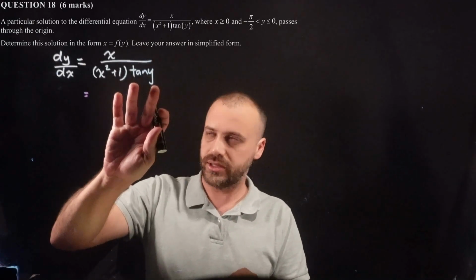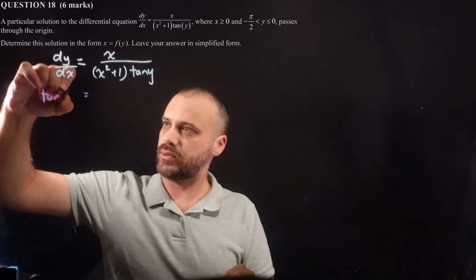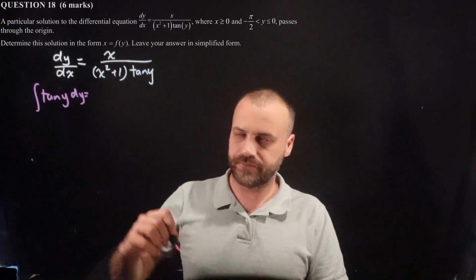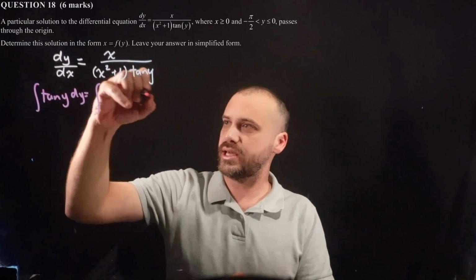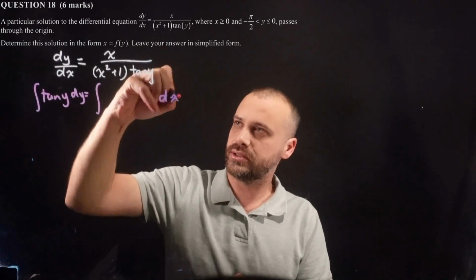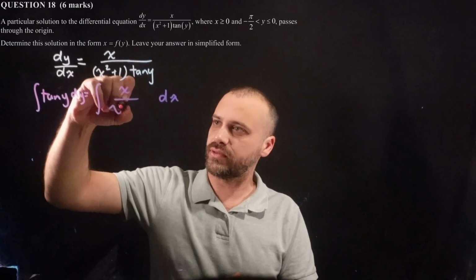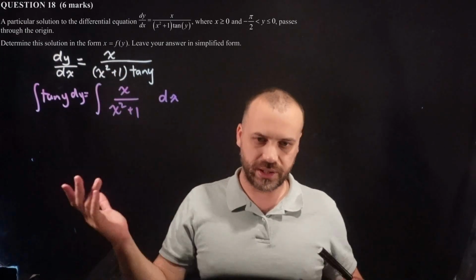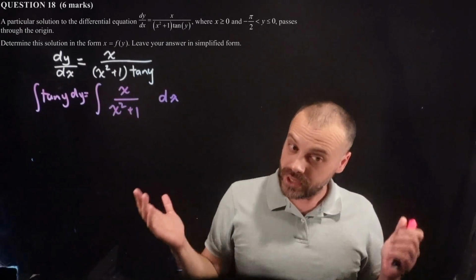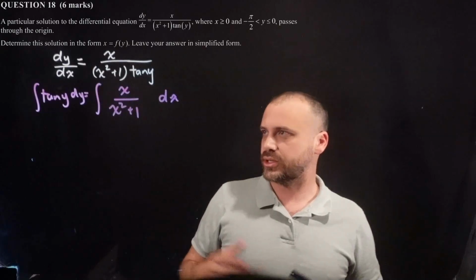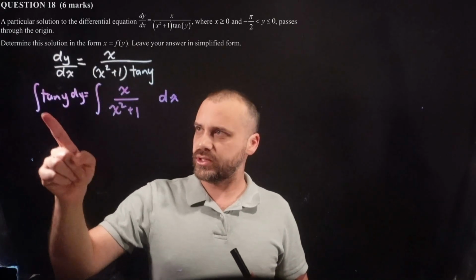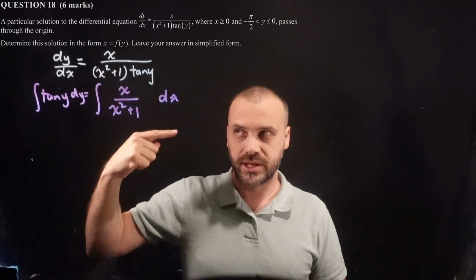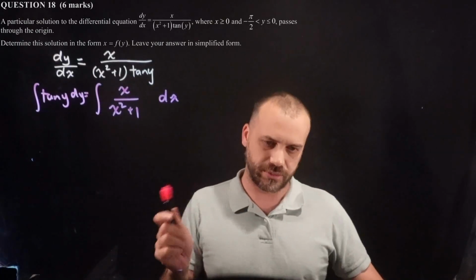So tan y, that's going to move up here, tan y dy, and we're going to integrate that. And on the other side, the dx is moving up to here, and we're left with x over x squared plus 1. And so now we've got two integrals, one on each side, and we've just got to solve both of these. Neither of them are particularly easy. So I don't know of a good way of integrating tan y, but I do know that tan y can be expressed as sine y over cos y. So I'm going to start there.